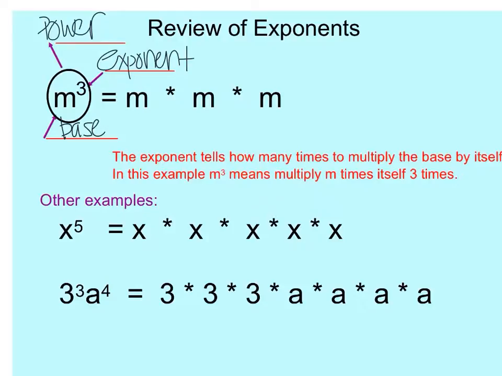So m to the third communicates multiplying m times m 3 times. Just as x to the fifth would communicate multiplying x by itself a total of 5 times. Or, for example, 3 to the third times a to the fourth. That communicates 3 times itself 3 times, and a times itself 4 times. So an exponent tells us simply how many times to multiply the base by itself.